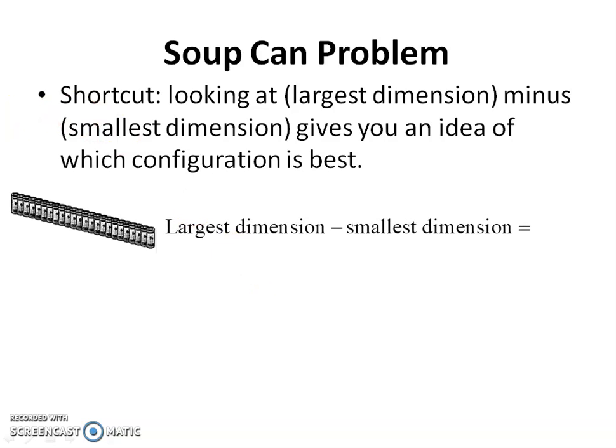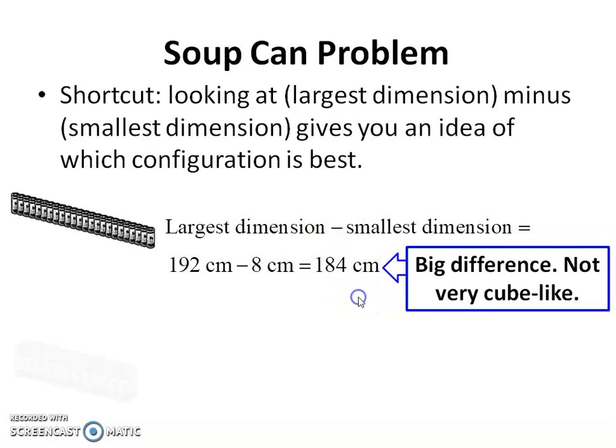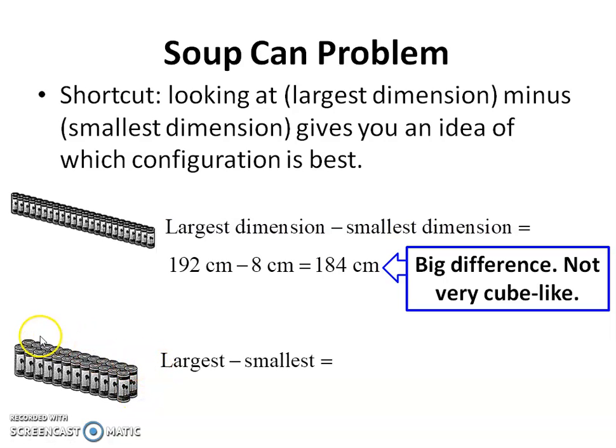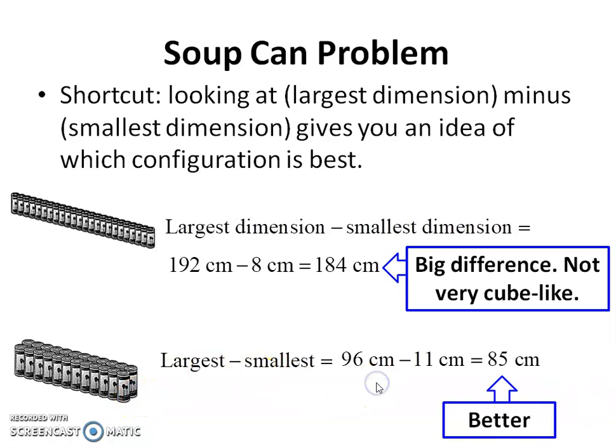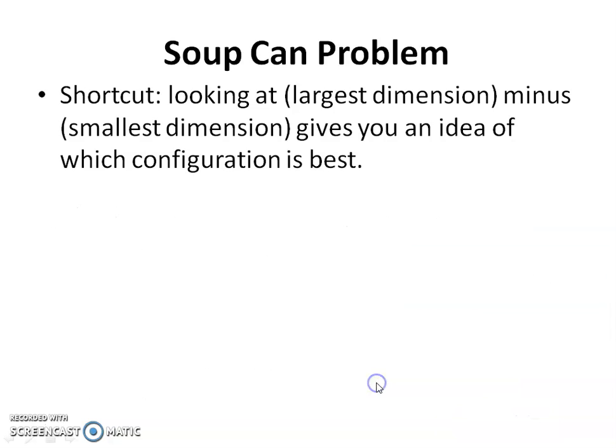For instance, in this configuration, the 1 by 24, the largest dimension was this one here. It was 192. And the smallest dimension was the width, which was 8. That difference is 184. It's a big difference. If I looked at this one, which was better, the largest dimension here was this length here, which was 96. And the smallest dimension was the height, which was 11. It wasn't this one. This was 16. It's not the smallest of the 3 dimensions. That difference is 85, which is still quite large, but a lot better.